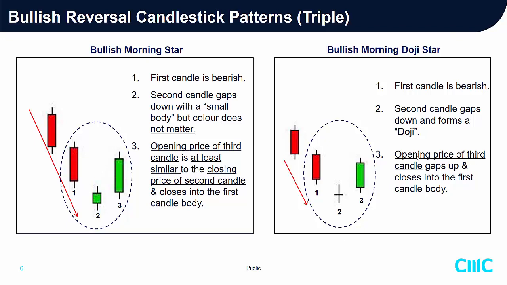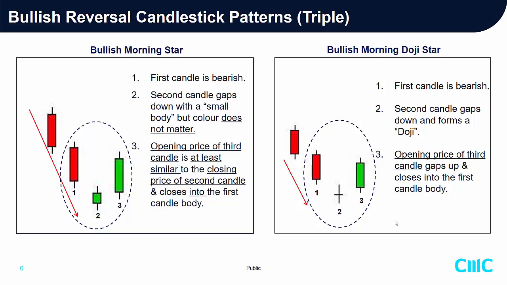Similarly on the bullish morning doji star, except that candlestick 2, a small little body, is replaced by a doji, where the opening price and the closing price for that session are at similar levels, but the impact is similar as well. Price action like a pointed U shape.